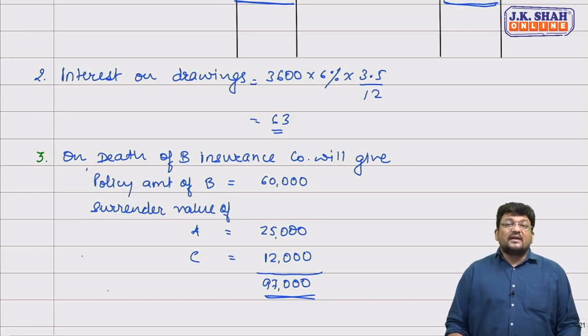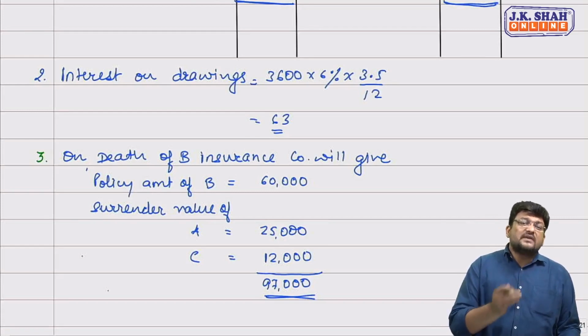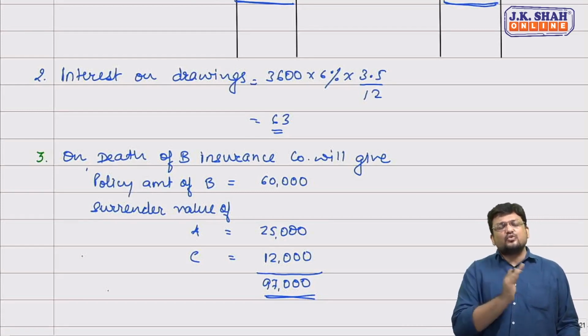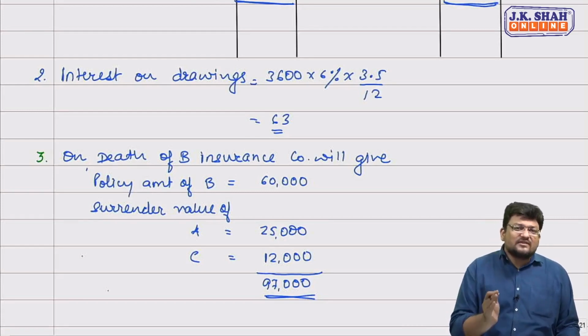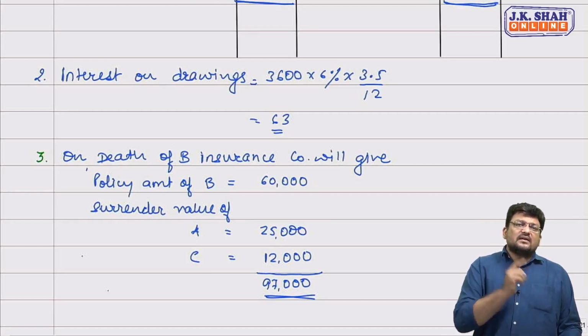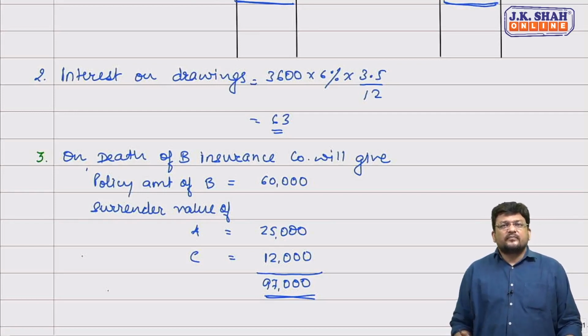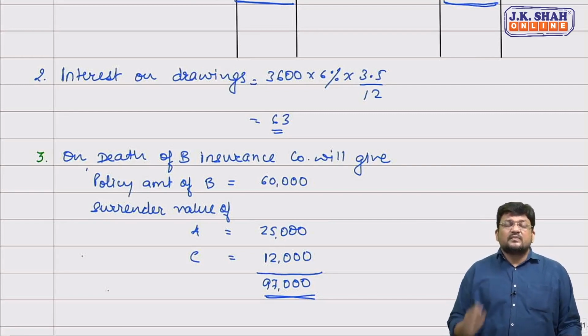No. They have clearly said that premium was paid out of P&L. So they were charging premium to P&L. And since they were charging premium to P&L, they were following first method. That means they were not creating any joint life policy account in books. Joint life policy here remains as an unrecorded asset in books. Its book value is 0.